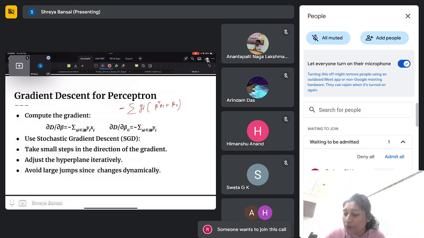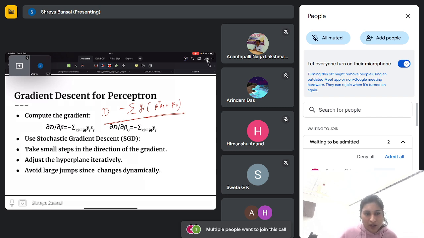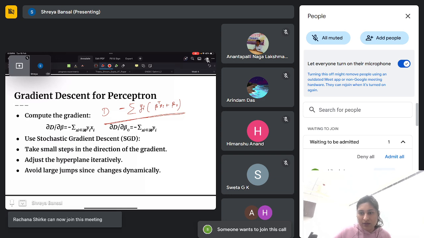So if you take the derivative of this with respect to beta, what will you get? yi xi, because beta naught will not be used. This is the partial derivative. If you take the derivative with respect to beta naught, you will get only yi. This is very simple. Just open it up, yi beta transpose xi plus yi beta naught, and take the derivative. Is that clear? Yes or no? Just give me some emoji.